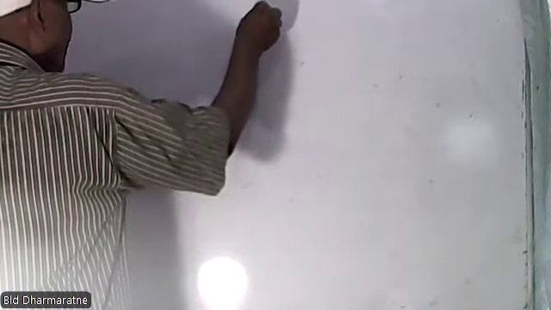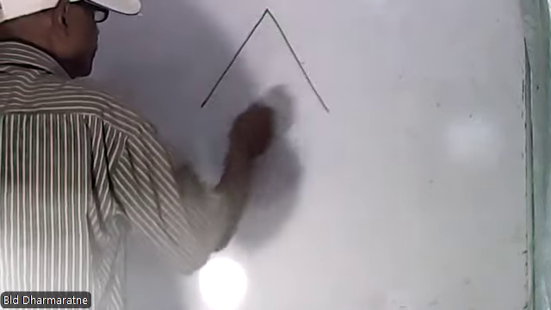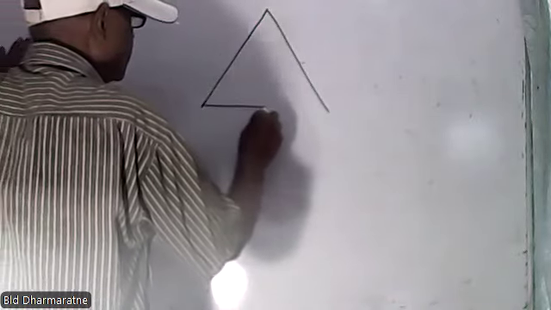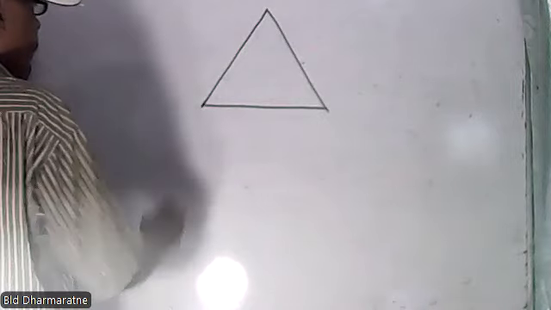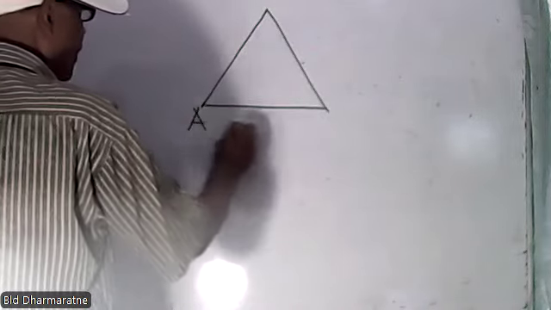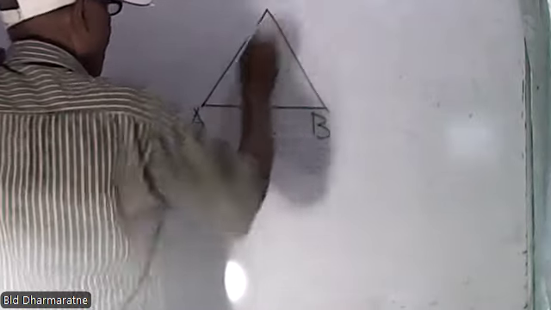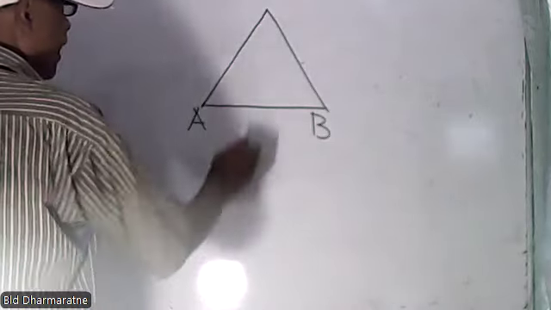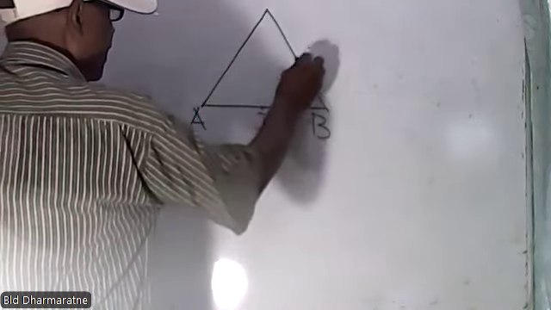We take a triangle. Equilateral triangle ABC. The midpoints of the sides are D, E, and F.